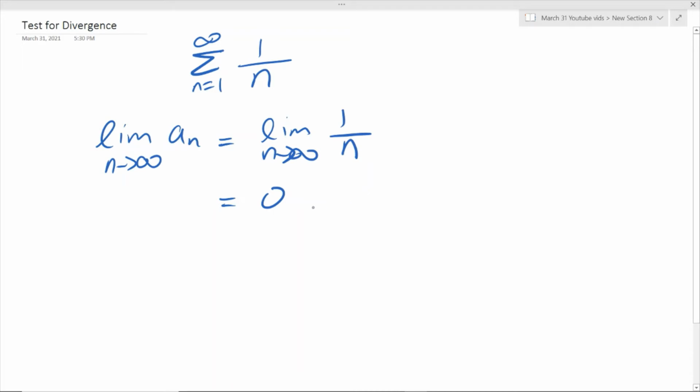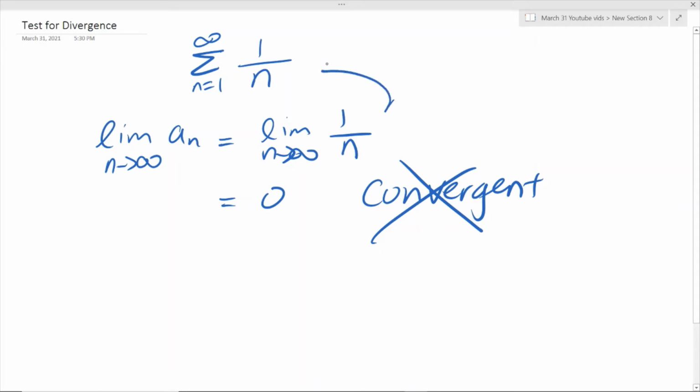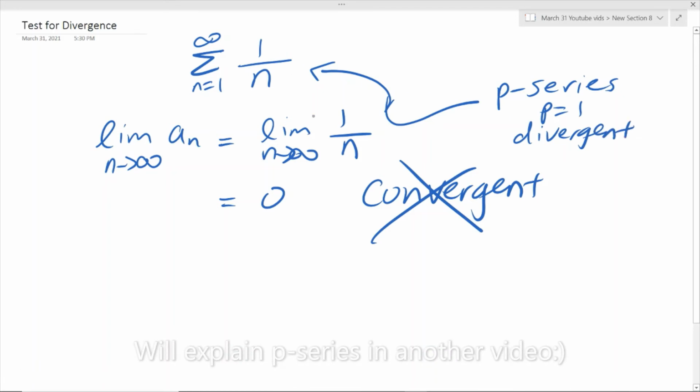Then some people might think, oh, I'm just going to say this is convergent because it's not divergent. So isn't the converse true? No, the converse is not true. In fact, this is actually a p-series, with p equals 1, and so it makes it divergent. Well, that's a whole different story, but we cannot conclude this is convergent based on the fact that the limit is equal to 0.